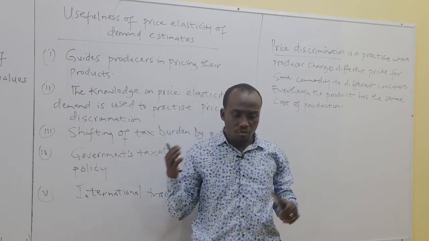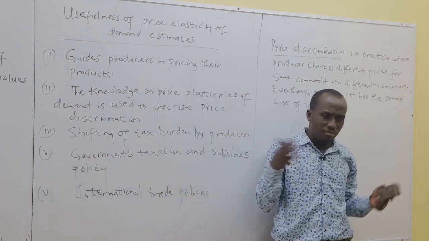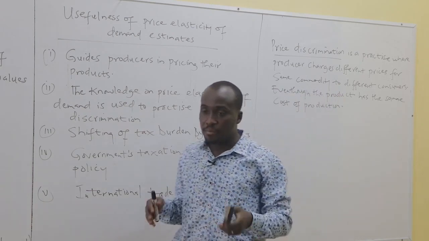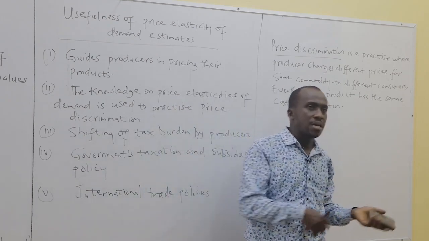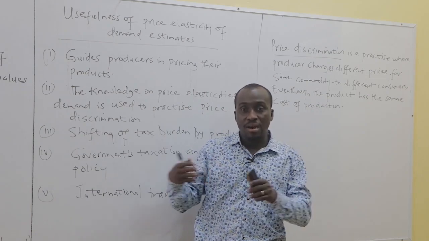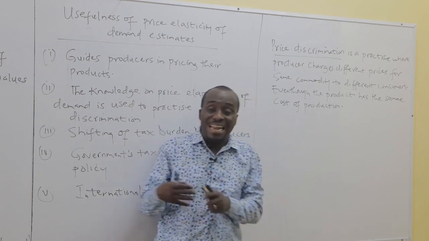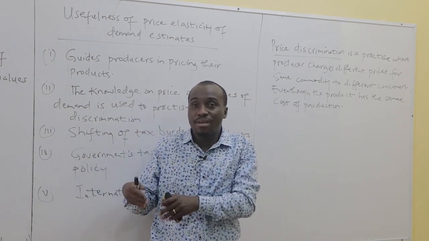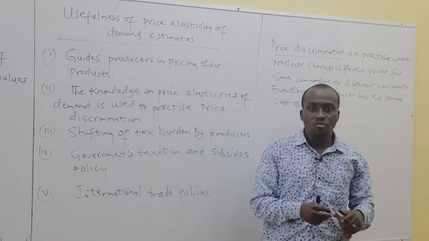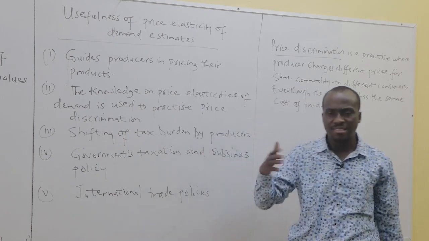So if the producer is able to fathom that consumers in different countries, different environments, will have elastic demand for my product, and these will have inelastic demand, he can do price discrimination. Those that have inelastic demand, he will decide to charge a higher price, and those that have elastic demand, he will charge a lower price, so that he makes more profits. He takes advantage of the different elasticities for their product.